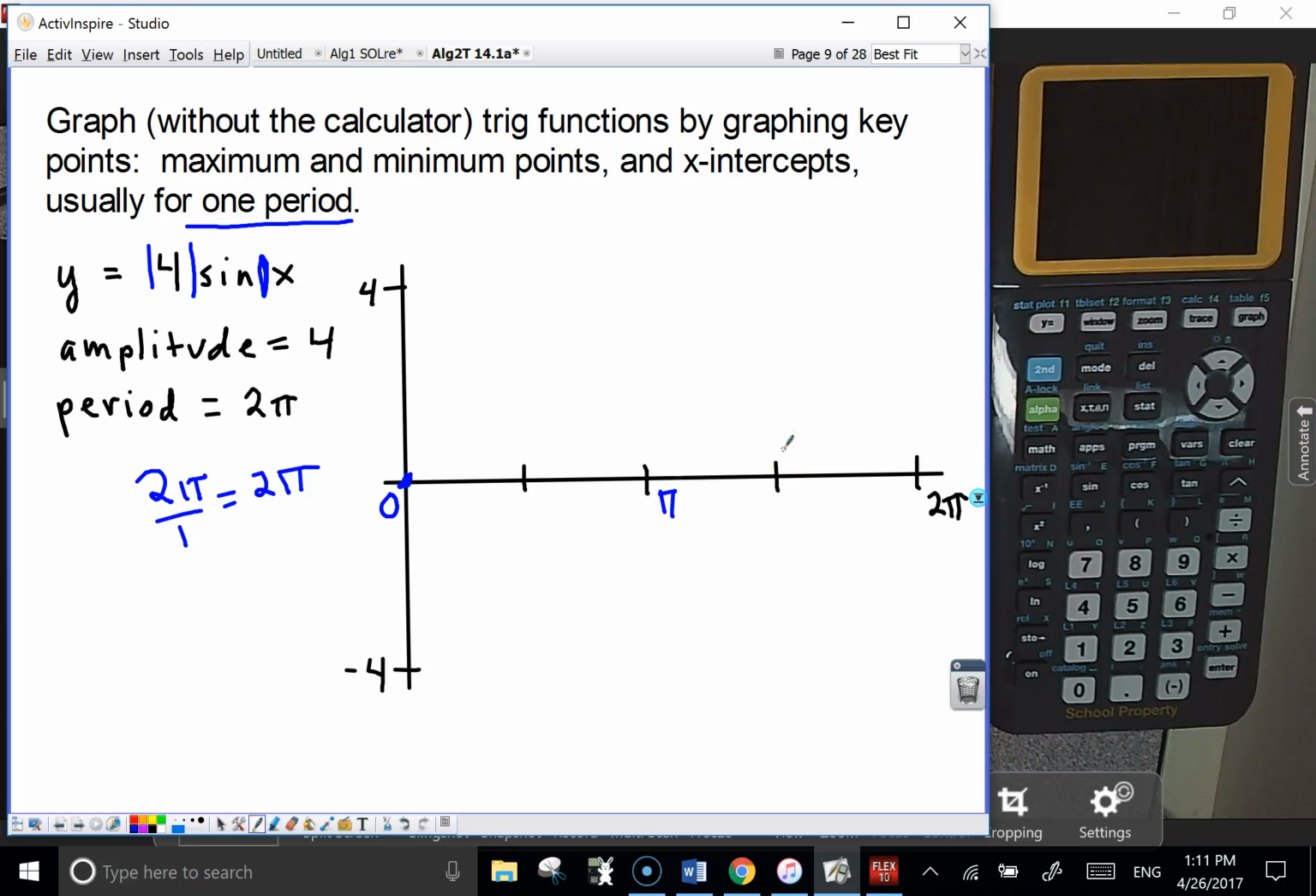So again, we know what the sine does. Sine starts on the center line at 0. It goes up to its maximum. It goes back to 0. It goes to its minimum. And it goes back to 0. Now, in this case, because of the amplitude, that's 4 and -4, the maximum and minimum, not 1 and -1. But can we kind of see the wave shape in that?